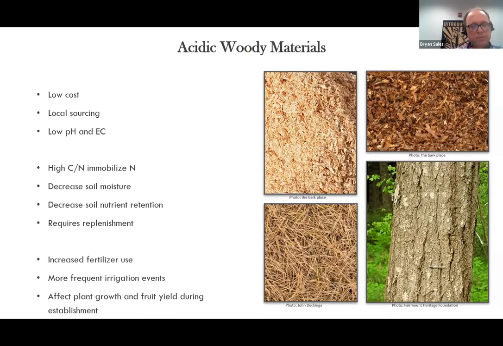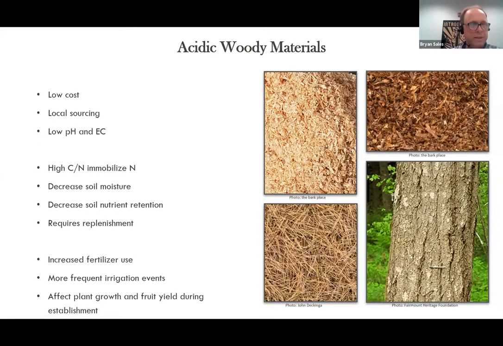So the pH is important because iron becomes less available at a higher pH, which can cause chlorosis in blueberry. Also, as the pH rises, ammonium will convert to nitrate at a much faster rate, resulting in less available ammonium. Let's see, the EC is related to soil salinity. So substrates that have lower EC values will contribute less to increased soil salinity. And these materials tend to have a high C/N ratio as well, so that can definitely immobilize nitrogen.